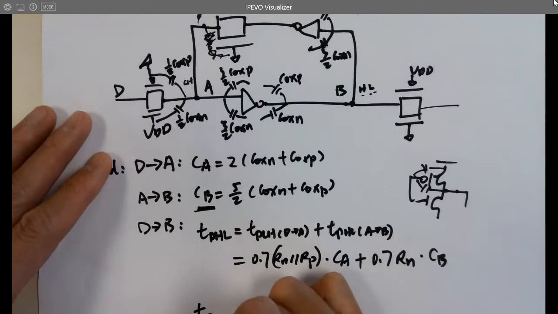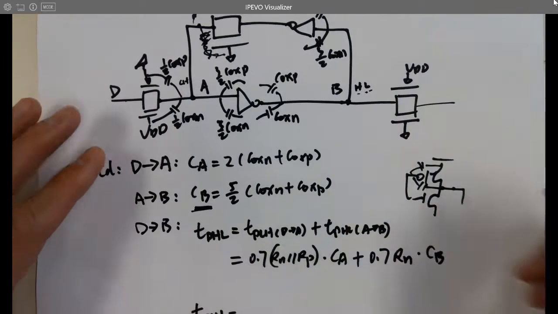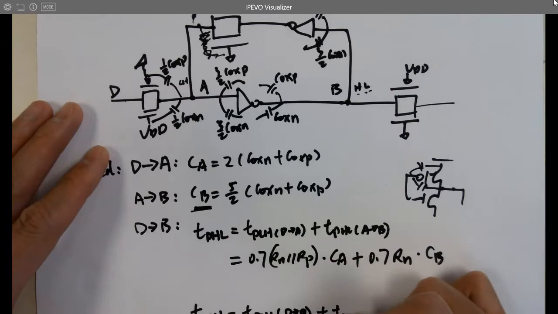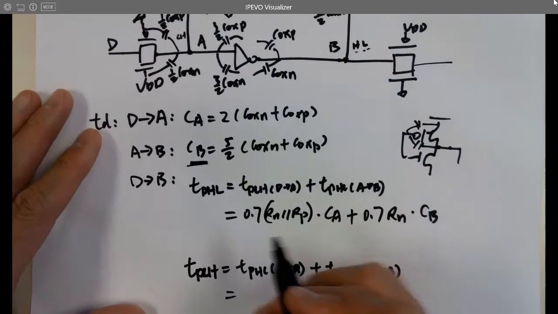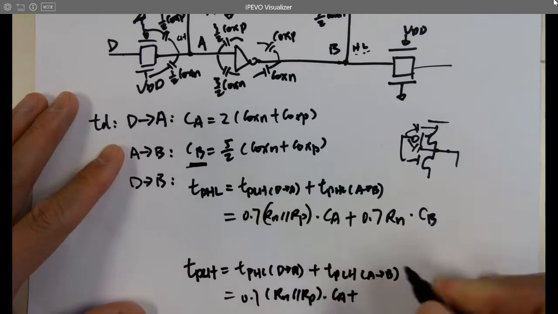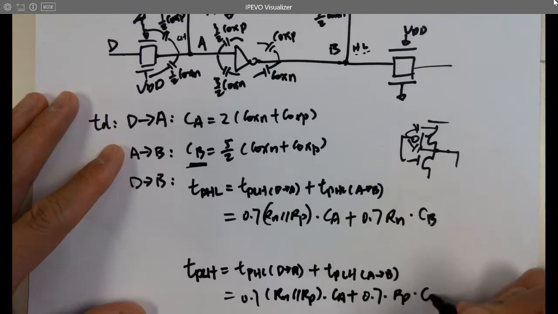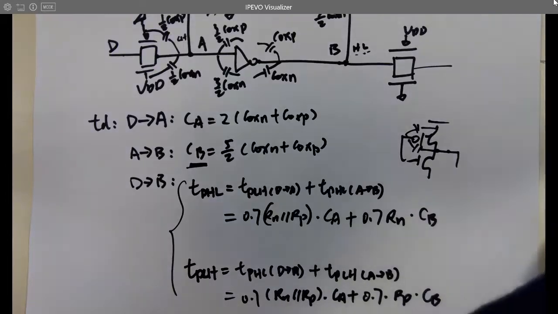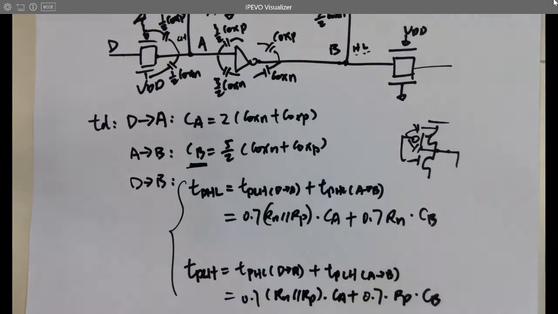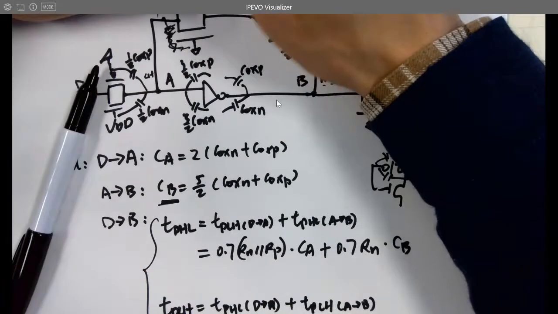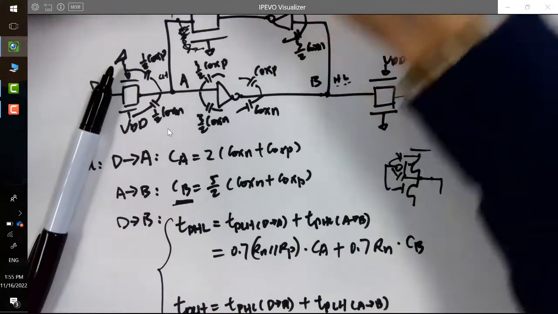So what about TPLH from D to B? Yeah, it's TPHL from D to A plus TPLH from A to B, which equals the same as the first one: 0.7 times Rn in parallel with Rp times Ca, plus 0.7 times Rp times Cb. Right? I think the homework assignment asks you guys to just build this D flip-flop and simulate it.